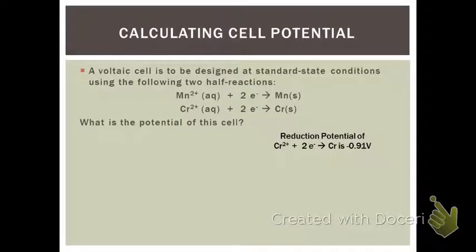Now, if you don't have a picture, okay, read the question carefully. First, the second word is important. It says it is a voltaic cell. Remember, voltaic is another word for galvanic, which means it's spontaneous. So when I'm done, my E cell has to be positive. If it's not, then I screwed up. It said it's to be designed at standard state conditions using the following half reactions. What's the potential? I have to make this positive. My overall, once they're done adding, has to be positive.